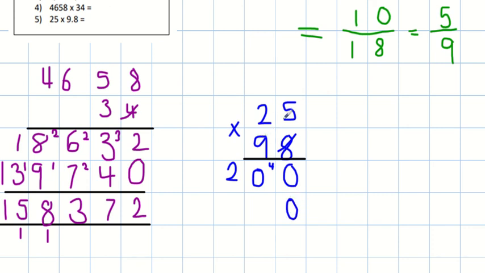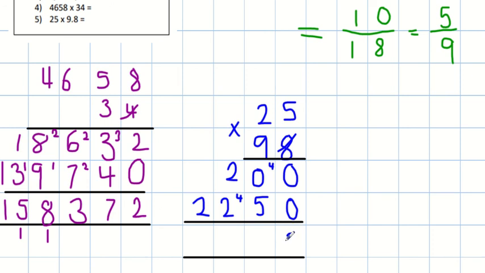9 times 5 is 45. 9 times 2 is 18. Add the 4 you've carried, 22. And then our final step, year 6, is to add together the two amounts. I should say our last but not least step, really. Got one more thing to do, haven't we?